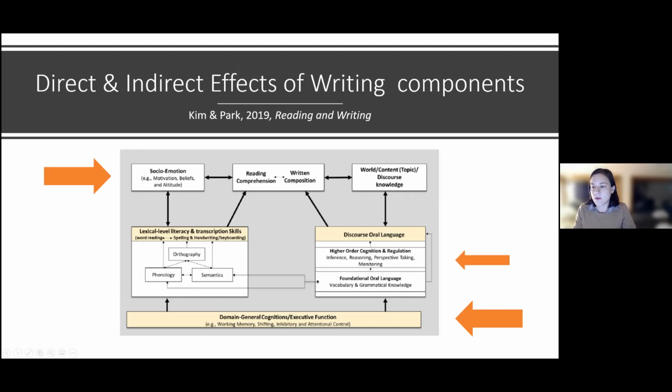And then we dove into the middle of the model in December, and we talked about the really tricky, sticky mediating factors of higher order cognition, which included the inferencing, the reasoning, the perspective taking, or theory of mind, where you're able to envision what somebody else is thinking and trying to get them to where you're thinking in your writing, and then also monitoring your writing, that it's conveying the meaning you want it to. So those things are mediators. What are they mediating? Well, that's what we're going to talk about today.